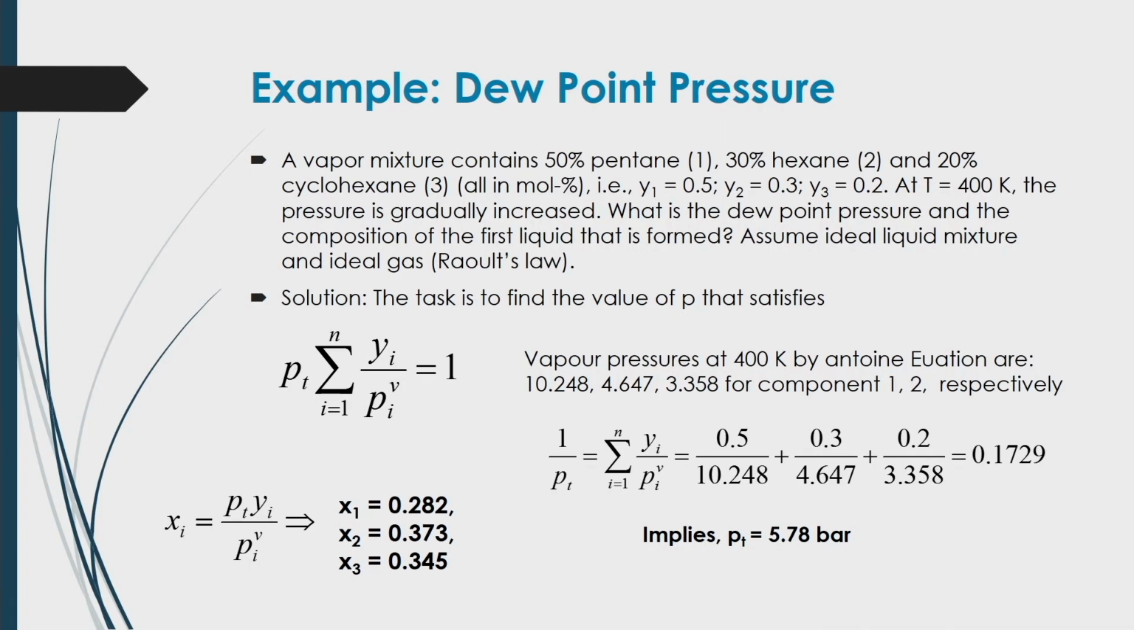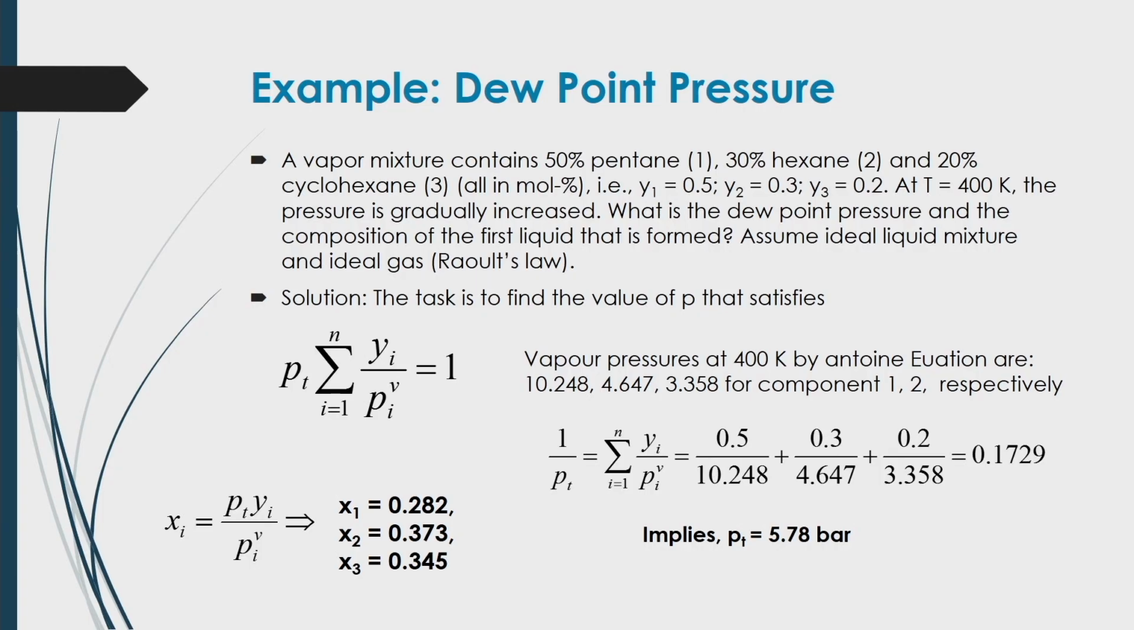In this way you can calculate this dew point temperature. Similarly, we can also calculate the dew point pressure. In this case, for the same mixture of 50% pentane, 30% hexane and 20% cyclohexane at 400 Kelvin temperature, the pressure is gradually increased, and you have to find out the dew point pressure and the composition of the first liquid that is formed.